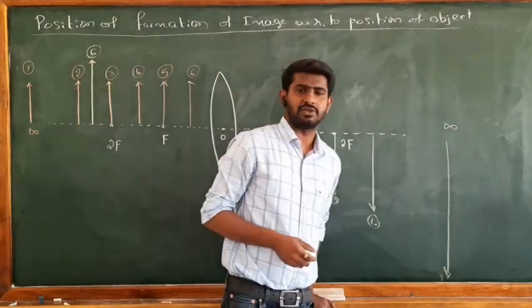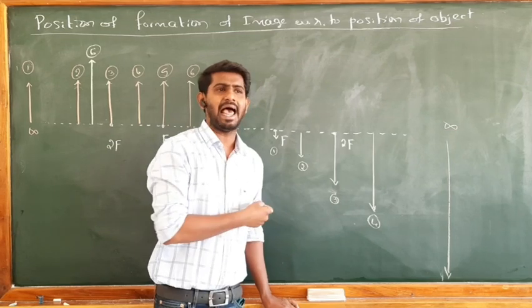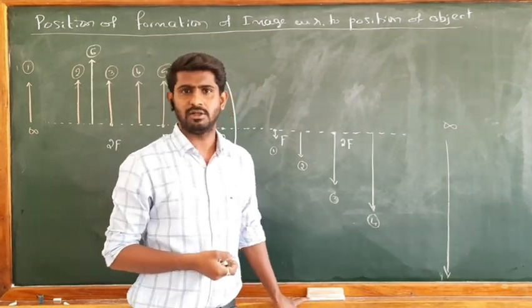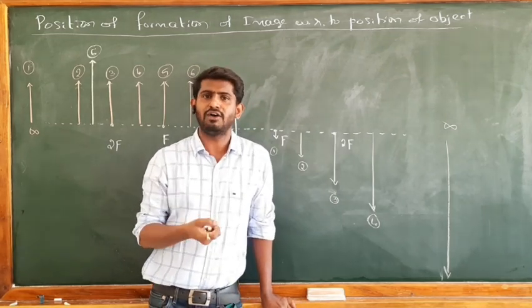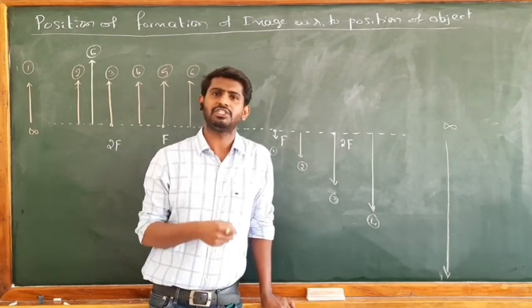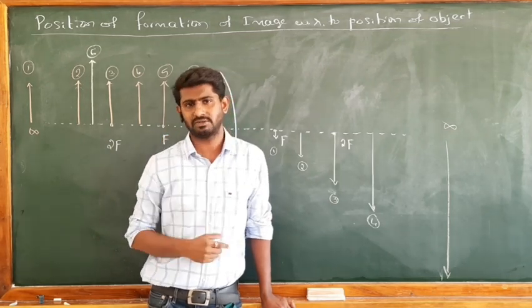In the practical section you have experiments with the lenses. In those experiments you will have such types of viva questions. For example, we may ask you to mention the position of the object by which you can get the image whose size is the same as that of the object.